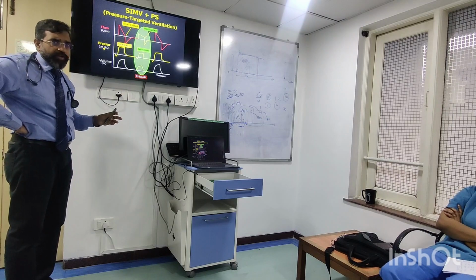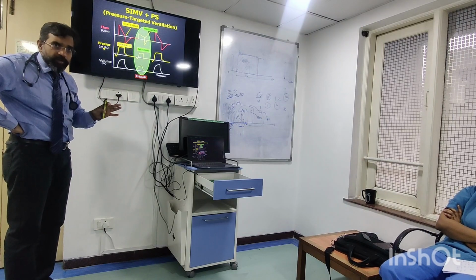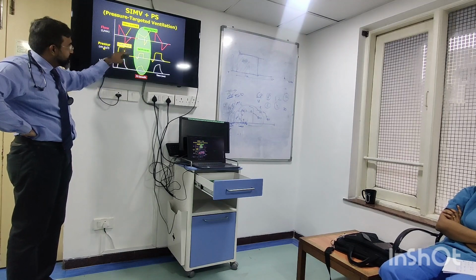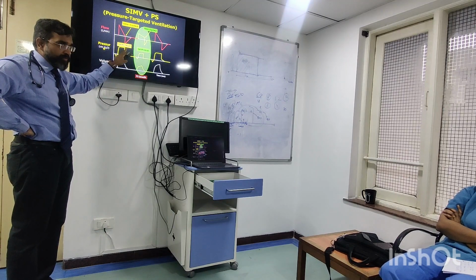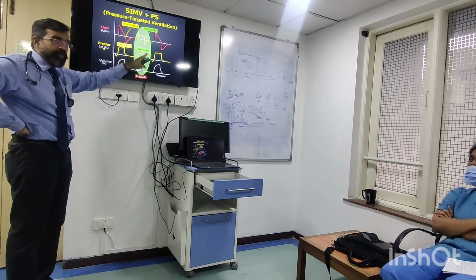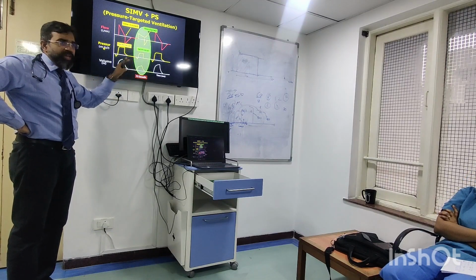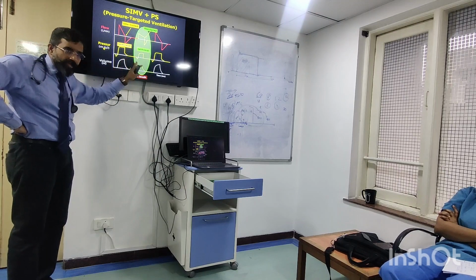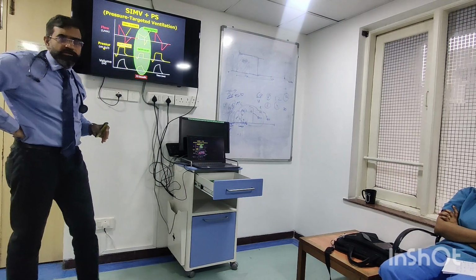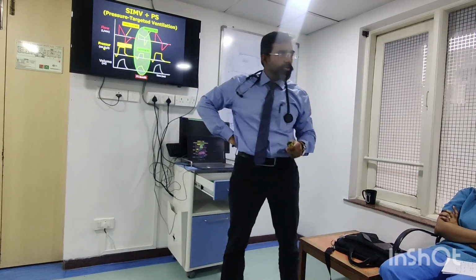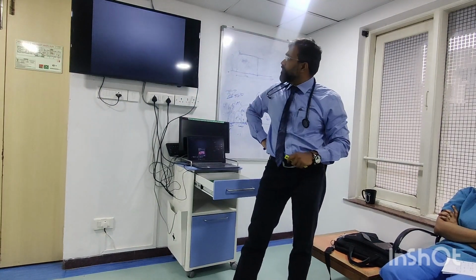So what is this breath type? This is SIMV pressure controlled. The mandatory breaths are pressure controlled because it is pressure. Whereas the other breath, the second breath, is pressure support. So SIMV pressure controlled plus pressure support. SIMV pressure control plus pressure support. Clear? Clear on that?